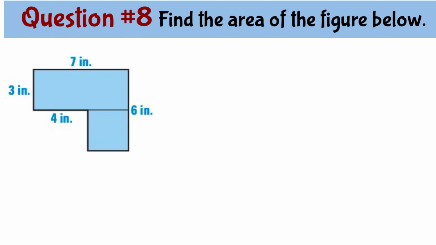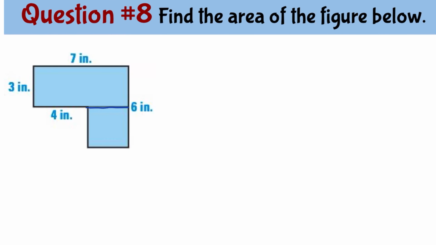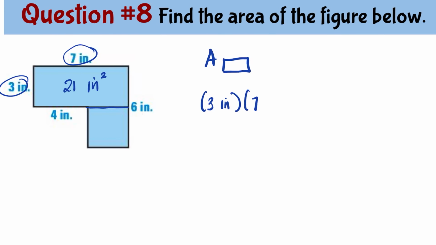Question number 8. Find the area of the figure below. Just like with the previous problem, we have here two shapes. Calculating the area of the bigger rectangle, we can just multiply 3 inches by 7 inches. So the area of that rectangle is 21 inches square. So again, the area of the rectangle can be solved by multiplying 3 inches by 7 inches. And the area of that rectangle is 21 inches square.